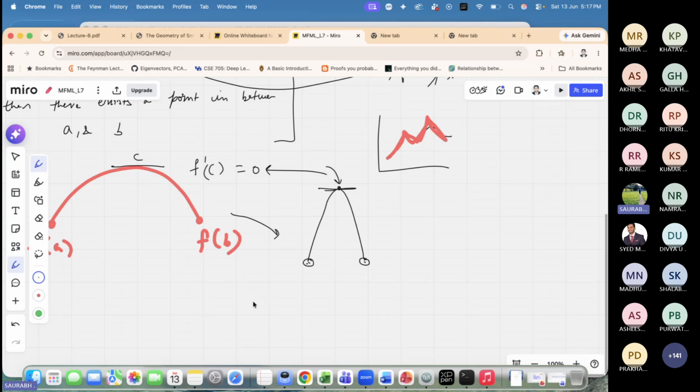Think of a function which looks like this. The function's value at a and the function's value at b are both the same, but there can be situations like this, right? So what Rolle's theorem is saying is there can be multiple points. There can be either one point c, or there can be multiple points at which the slope of the function is 0. And this is true, by the way. We already discussed it last time. I already told you, right?